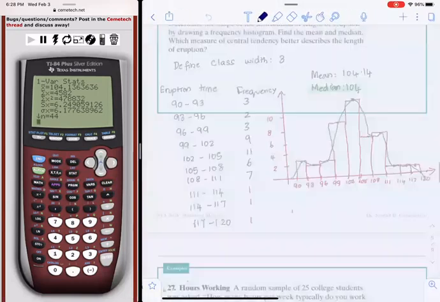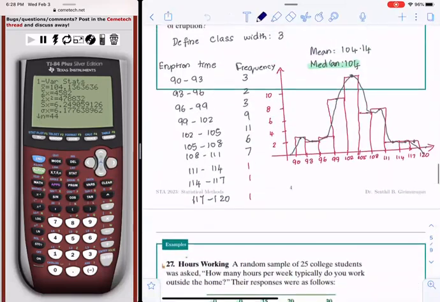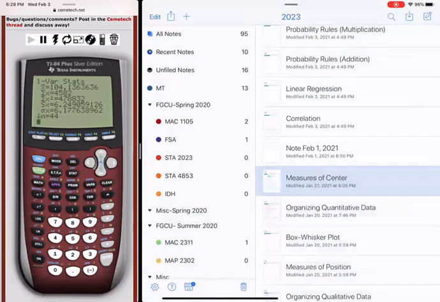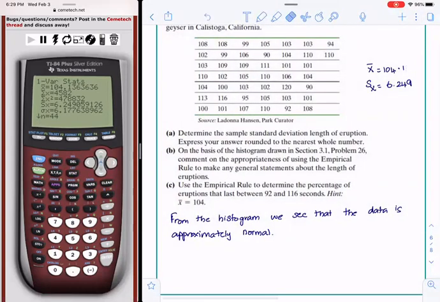I think so, but yes, it's 104.14. So we can round it and call it 14. And they want us to round it to the nearest whole number. So I'm going to round the mean to 104, standard deviation to 6. The nearest whole number is 6. And there are 44 observations.